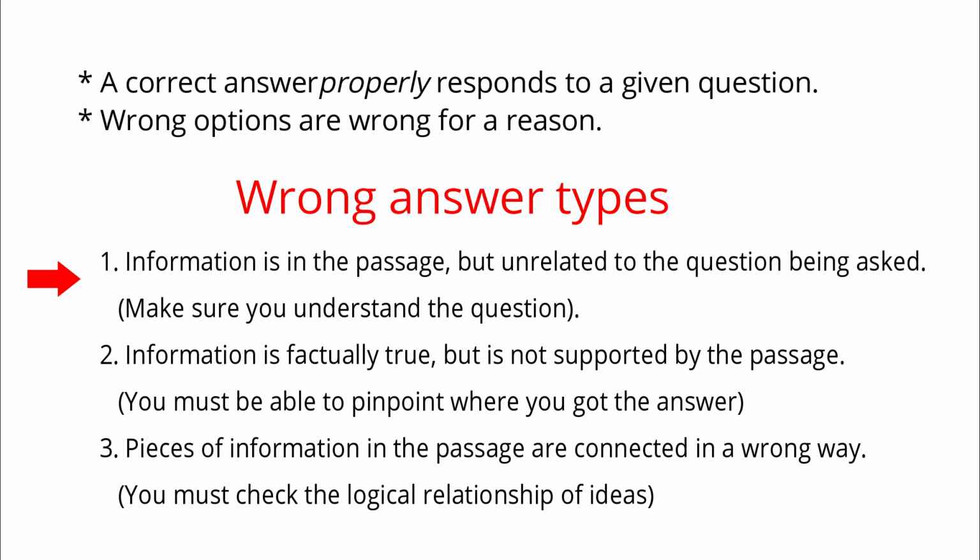Wrong choices will often refer to information that is in the passage but is unrelated to the question being asked. So when looking for an answer in the passage, you need to make sure you understand the question. Another way a choice can be wrong is that it will say something that sounds good or is even factually true, but is not supported by the passage. The answers to information questions will always be supported by information contained in the passage.